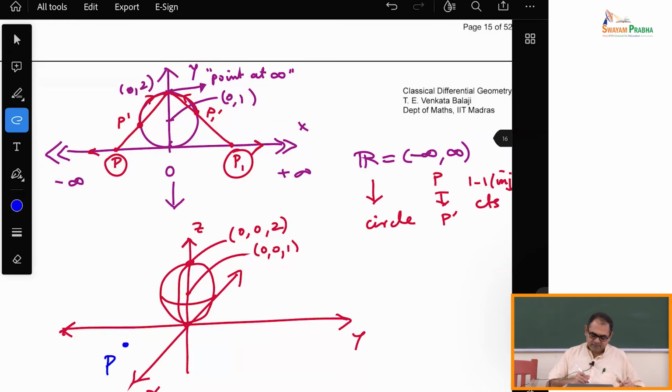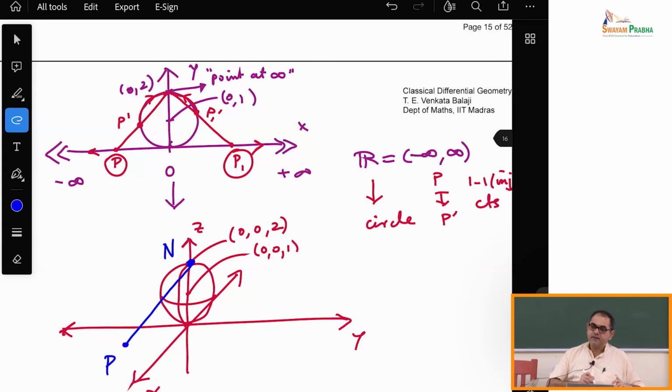Then this point on the sphere, which is 0, 0, 2, is called the north pole. If you think of the sphere as the Earth, then that is the north pole, and the origin is the south pole, if you want. Now you join this P to the north pole, and it will hit the sphere exactly at one point, and that is your projection. So that's the point P prime.